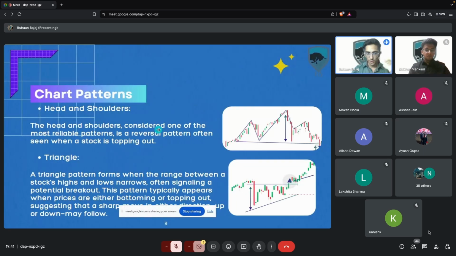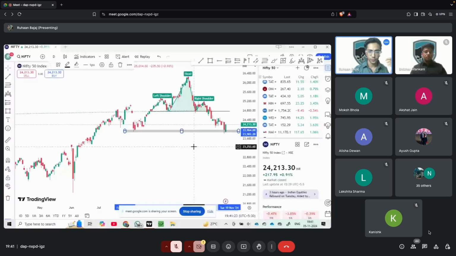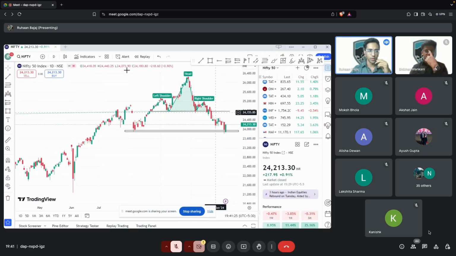Now for triangle patterns. Triangles are of two types, symmetrical and asymmetrical. As the name suggests, what is currently shown in the figure is an asymmetrical triangle. Symmetrical triangles have movements, have the angles almost similar to each other.